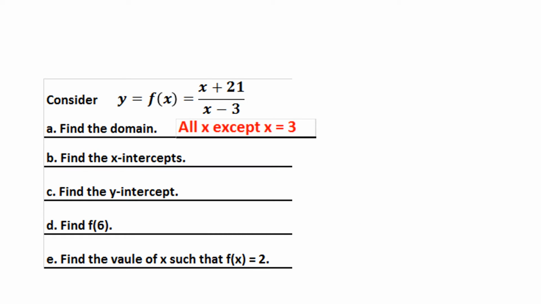Now, to answer the question about the domain, with a fractional expression, you cannot divide by 0, so you ask yourself the simple question: what makes x minus 3 equal 0? When x is 3.